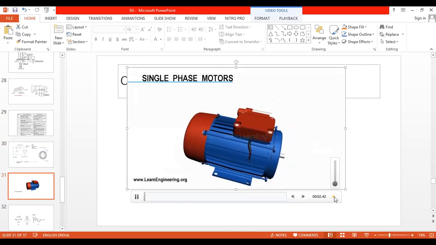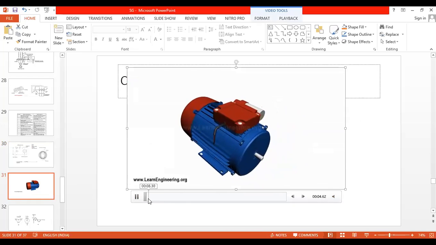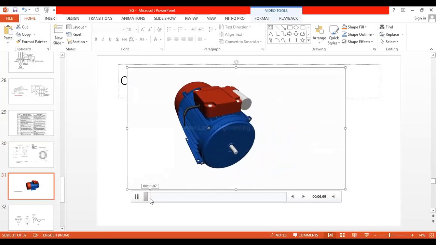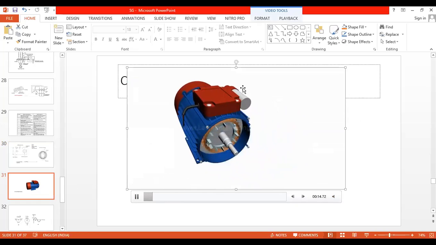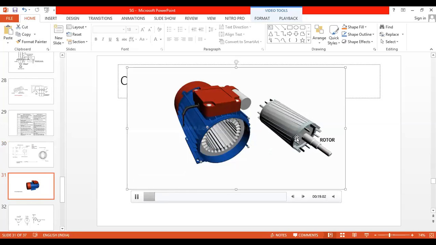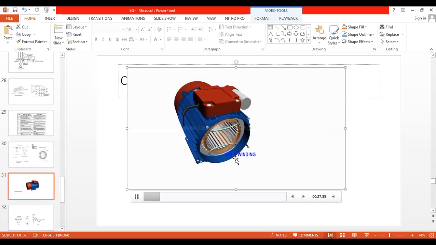Simple theory. This is a single phase induction motor. This is a pump. We can see a single phase induction motor. A capacitor is used for starting purpose. It contains a rotor, which is squirrel cage again. All rotor conductors are connected to each other. The stator winding is divided into main winding and starting winding, another name is auxiliary winding, and these two windings are placed perpendicular to each other.